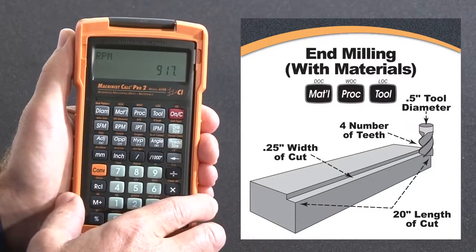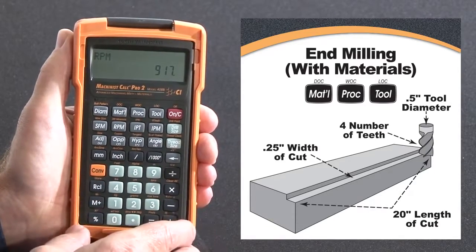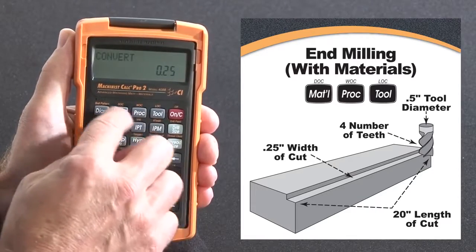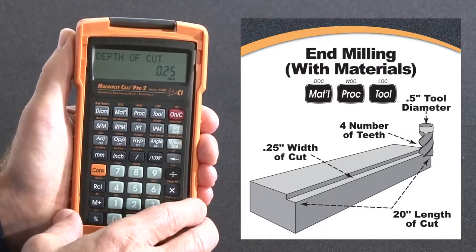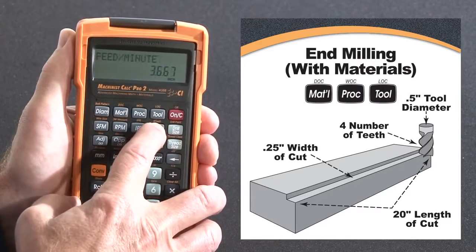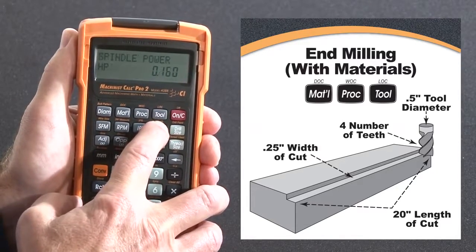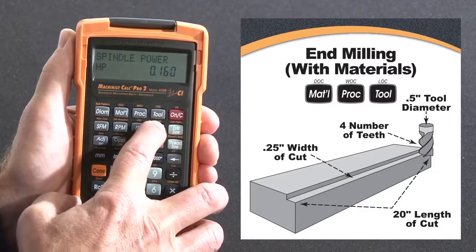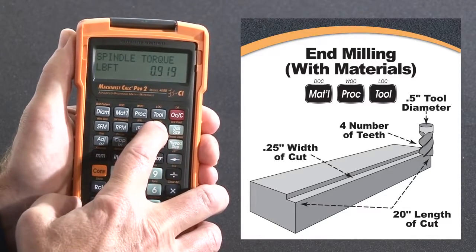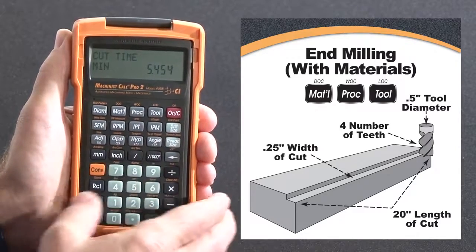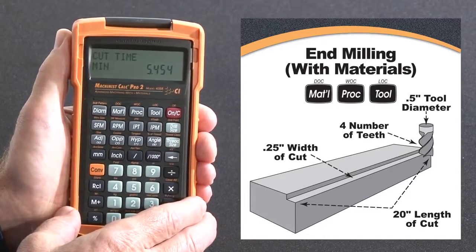Now if I like, I can enter a depth of cut and get even more information. We put in a 1/4 inch depth of cut. Now I'm also going to get material removal rate, the spindle horsepower required, and the torque requirement. Repeated presses will cycle through these answers and inputs.